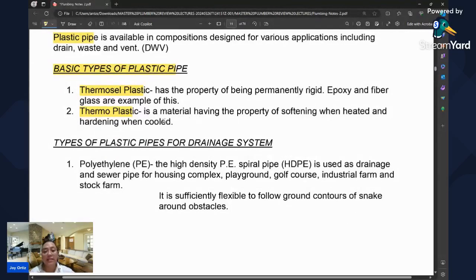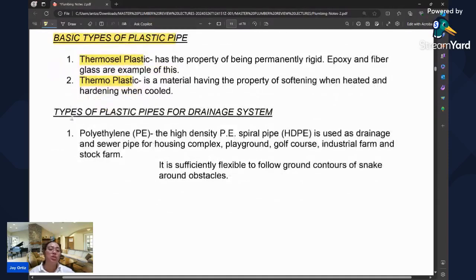And yung thermoplastics, material having the property na masoften pa siya. Pag thermoset is more rigid, thermoplastic, pwede siyang masoften when heated or hardening when cooled. Okay. So, iinitin tapos papalamigin. Yan. So, there's a types of plastics for drainage systems.